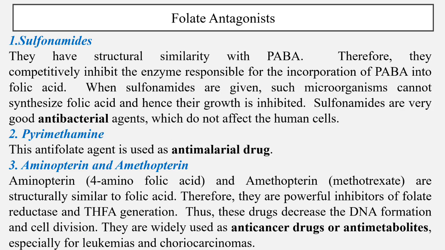Next, pyrimethamine is an anti-folate agent used as an anti-malarial drug. Next, aminopterin and methotrexate have structural similarity with folic acid. They are powerful inhibitors of folate reductase and tetrahydrofolic acid generation, so the active form of folic acid will not be synthesized. These drugs decrease the synthesis of DNA and cell division, so they are used as anti-cancer drugs and anti-metabolites in leukemias and choriocarcinomas.